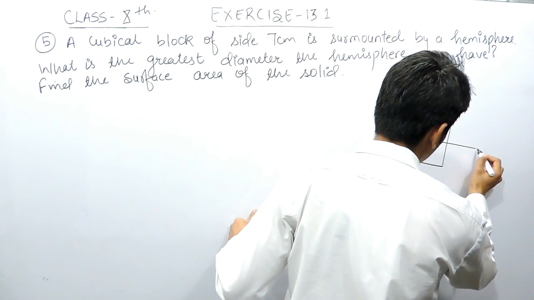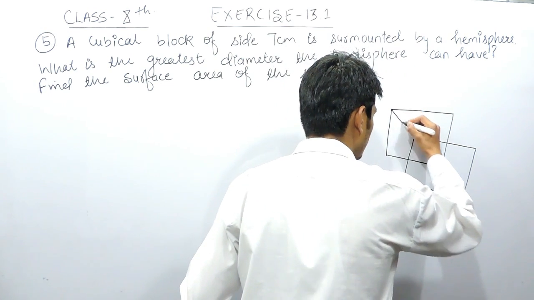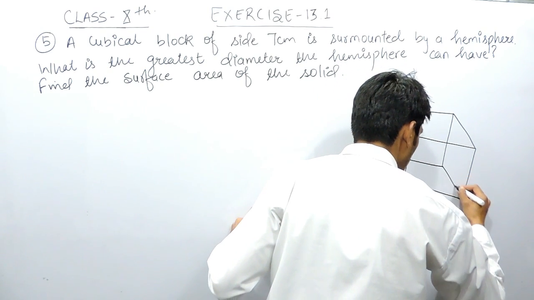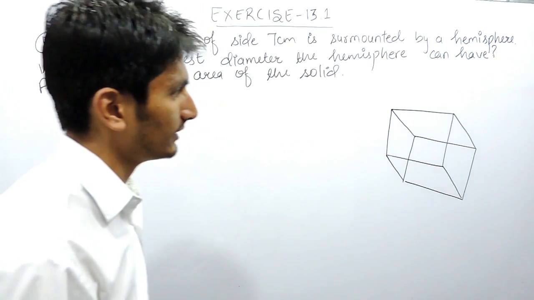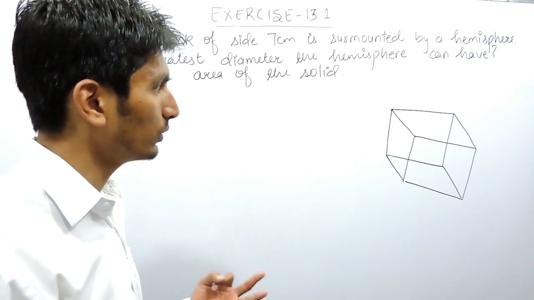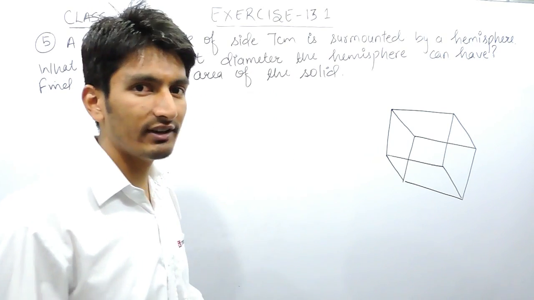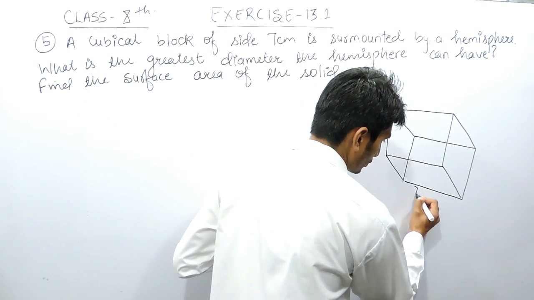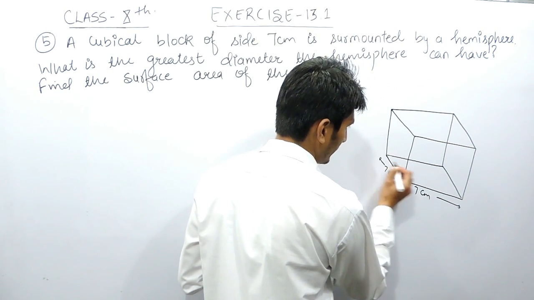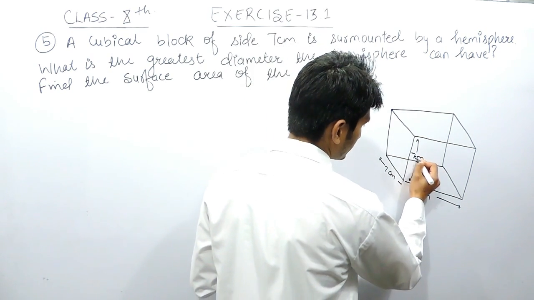Now it is given that you have a cube of side 7 cm, meaning the edge of this cube is 7 cm. Because a cube has all three dimensions equal, its length, breadth and height are equal. So this length will be 7 cm, this breadth will again be 7 cm, and this height again will be equal to 7 centimeters.